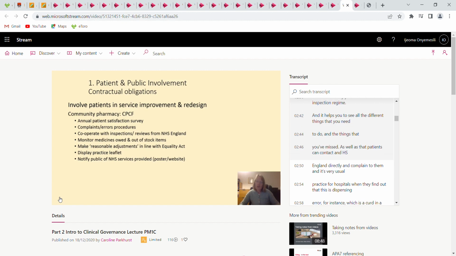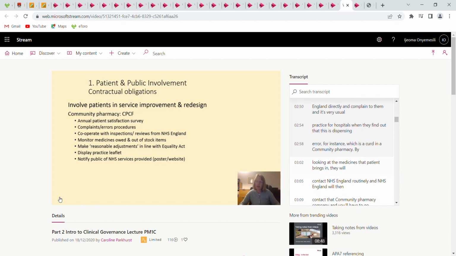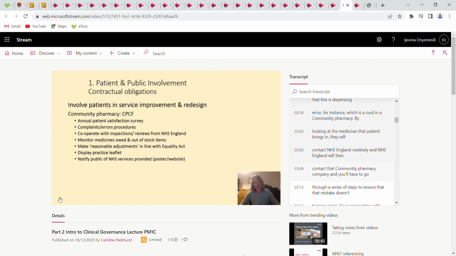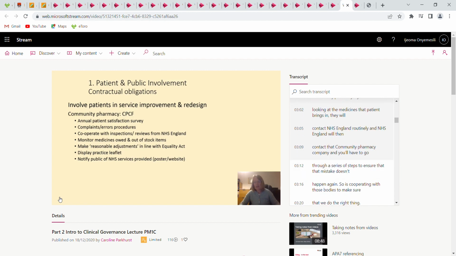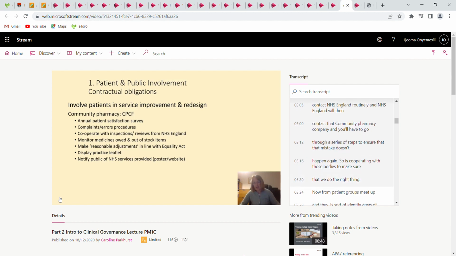As well as that, patients can contact NHS England directly and complain to them, and it's very usual practice for hospitals when they find out that there's a dispensing error, for instance, which has occurred in a community pharmacy, by looking at the medicines that a patient brings in. They will contact NHS England routinely, and NHS England will then contact that community pharmacy company, and you'll have to go through a series of steps to ensure that that mistake doesn't happen again. So it's cooperating with those bodies to make sure that we do the right thing.